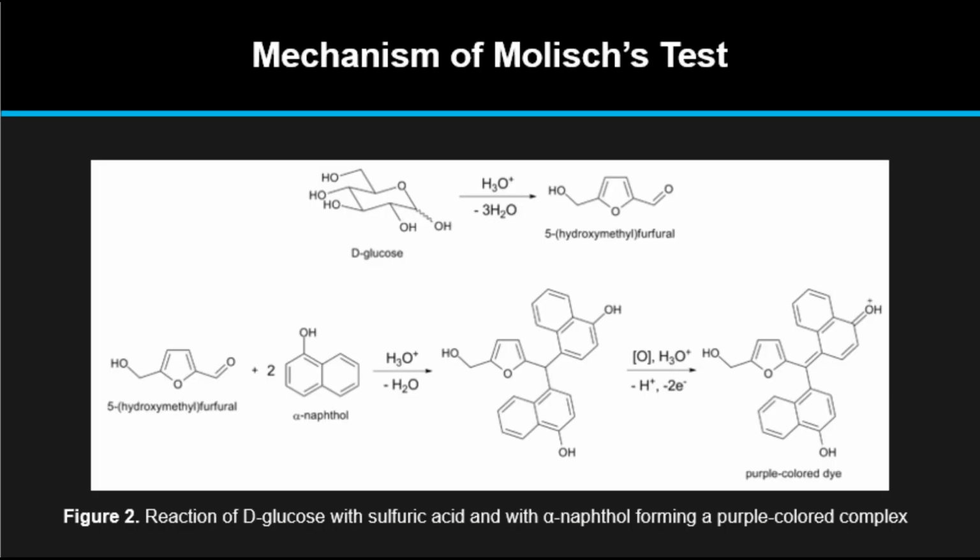This is the mechanism of the Molisch test. An example is D-glucose being hydrolyzed first with the use of sulfuric acid into hydroxymethylfurfural, and that furfural derivative is subjected to a condensation reagent, which in this case is alpha-naphthol, and through the process, it gives a purple colored dye.